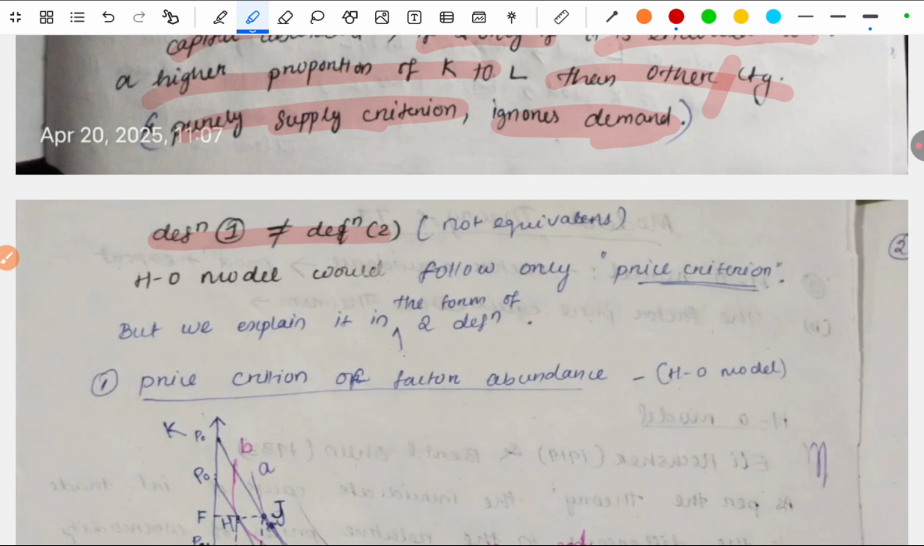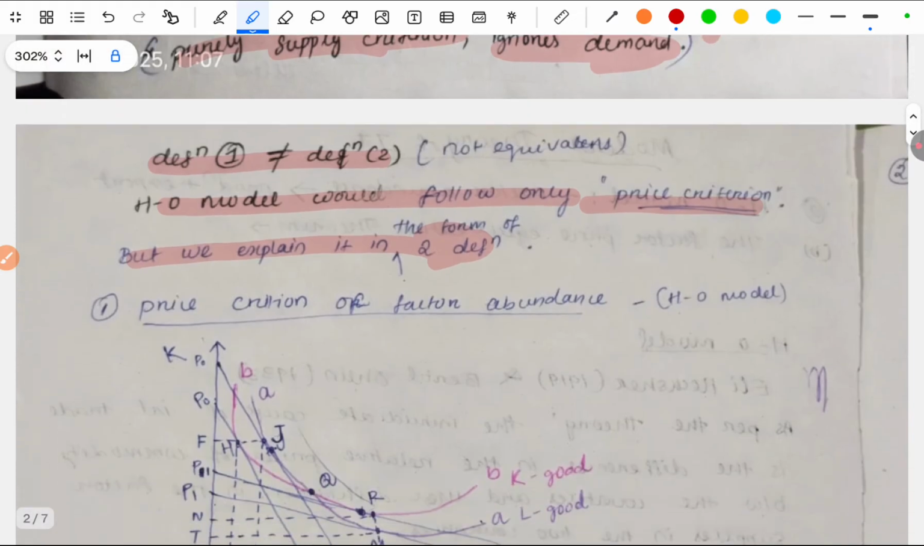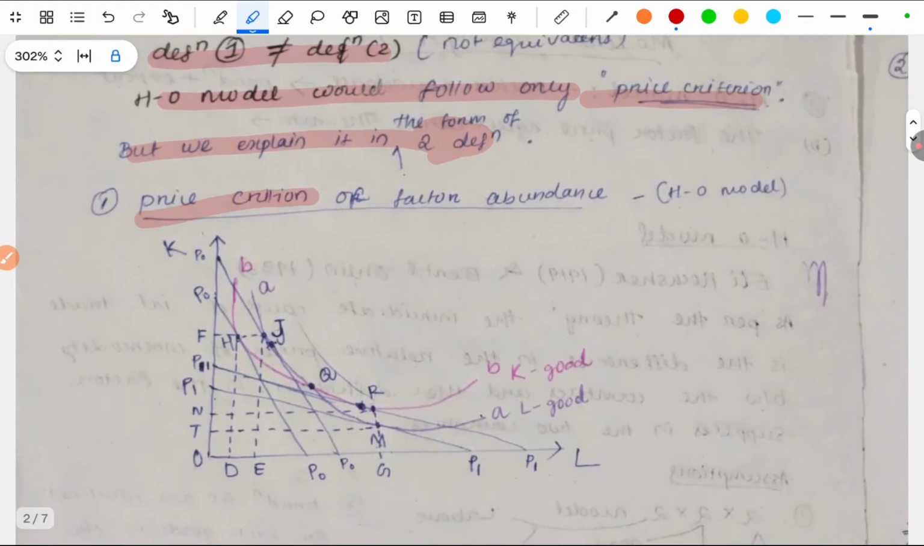The HO model would follow only the price criterion. But we explain it in the form of two definitions so that we can understand how the HO model works in both. So first is the definition of the price criterion of factor abundance. This is the HO model.